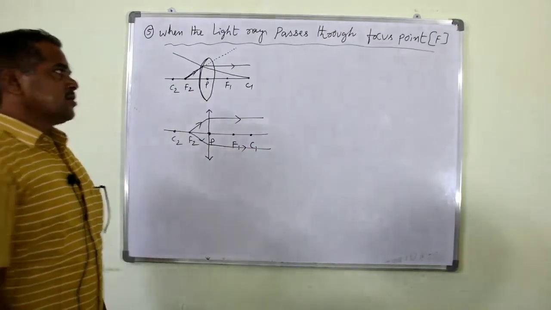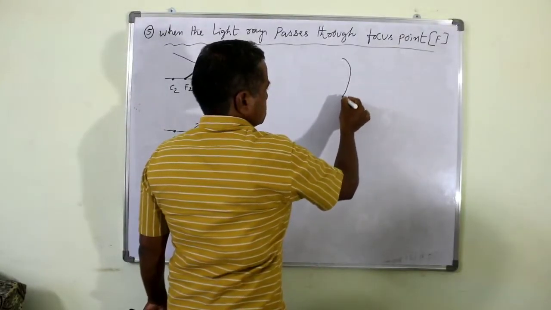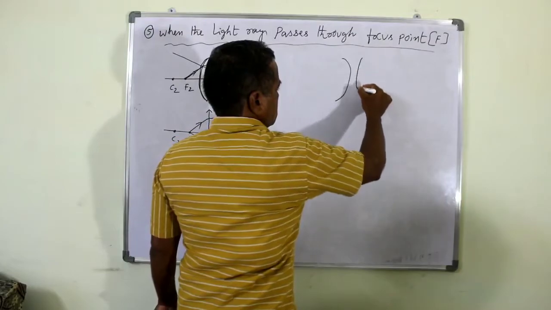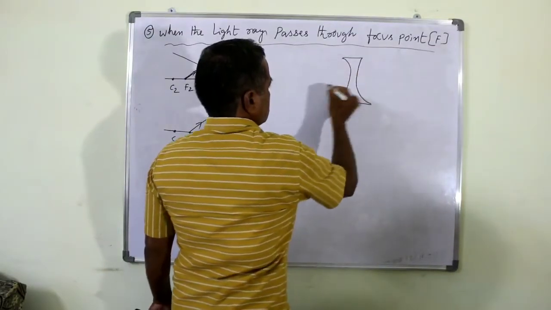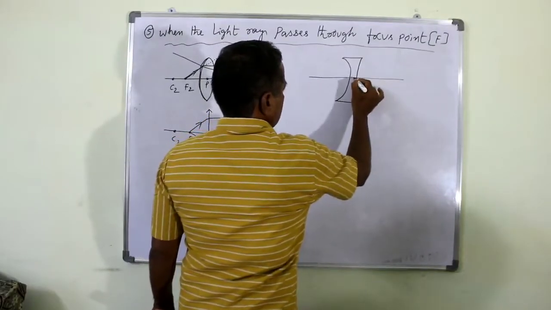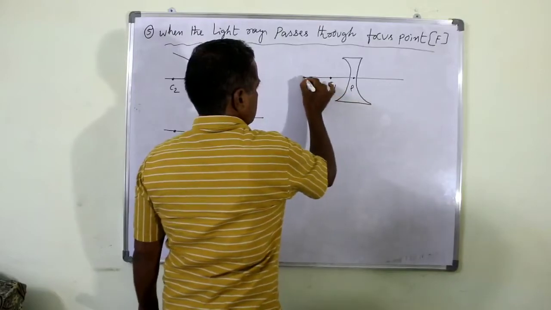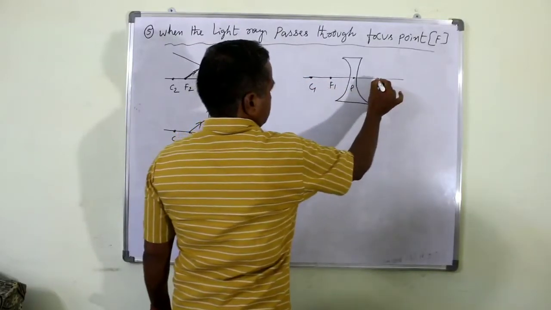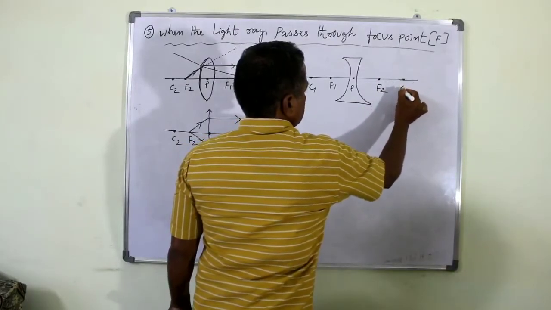So in the case of biconcave, so this is the biconcave, principal axis, here F1, C1, F2, C2.